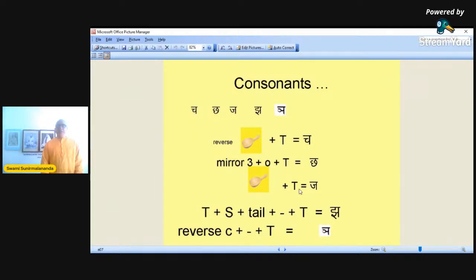Just place the spoon next to a T, it becomes ja. Now here is jha, the hard consonant. T plus S plus a little tail, plus a hyphen plus T again. So above you write T, below that you write S, add a tail to that, put a hyphen, one more big T there. This becomes jha. Reverse C, the mirror image of C, a hyphen and a T, it becomes nya.